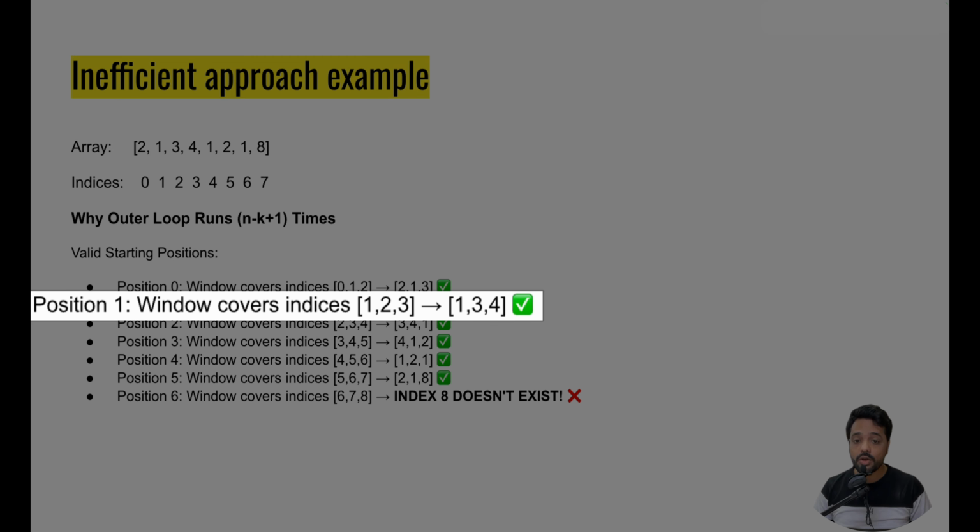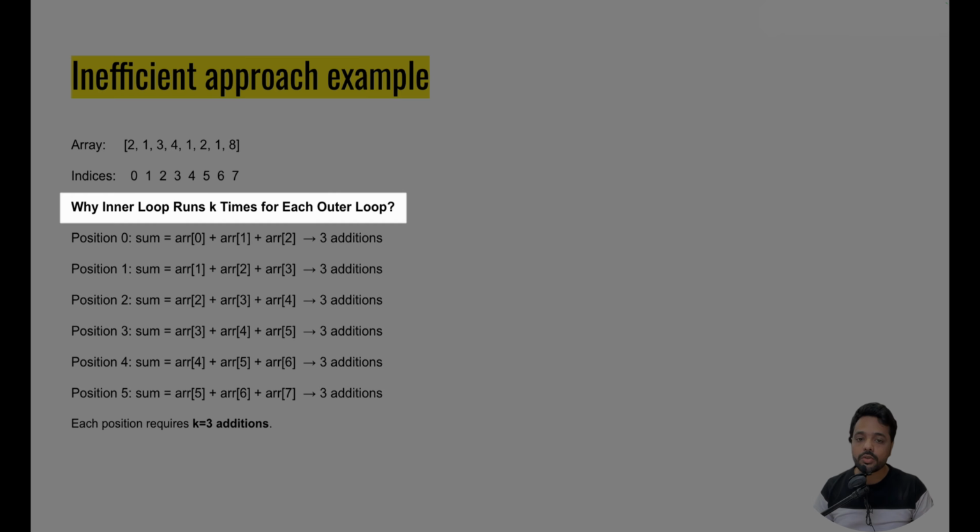For position 1, the window covers indices 1, 2, 3. Their values are 1, 3, 4. For position 2, the window covers indices 2, 3, 4 and values are 3, 4, 1, and so on until we are at position 6. For position 6, the window covers indices 6, 7, 8, but here index 8 doesn't exist. So hence we have a count of 6 valid starting positions, which is 8 minus 3 plus 1 and is nothing but n minus k plus 1, where n was the array length, which was 8, and the window size, which is k, was 3.